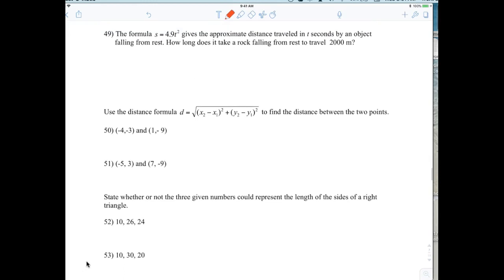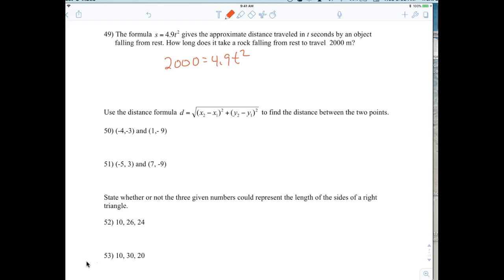All right, here we go. The formula S equals 4.9 t squared is an actual formula, believe it or not. It gives the approximate distance traveled in t seconds by an object falling from rest. How long does it take the rock falling from rest to travel 2,000 meters? All right, so 2,000 is equal to 4.9 t squared. That's all there was to it.